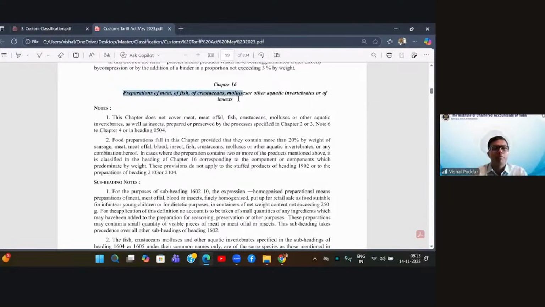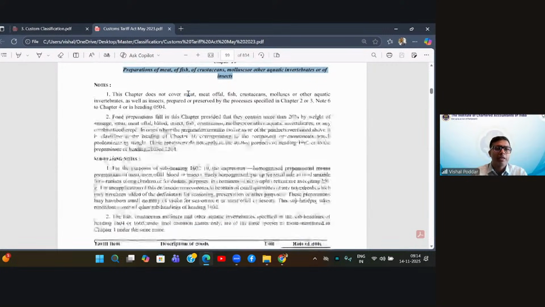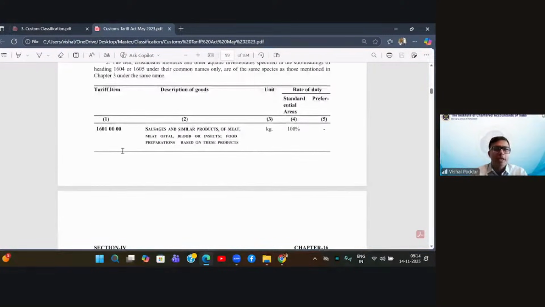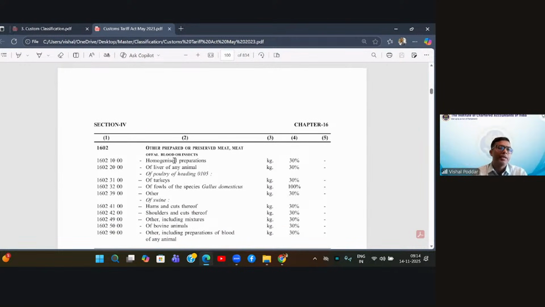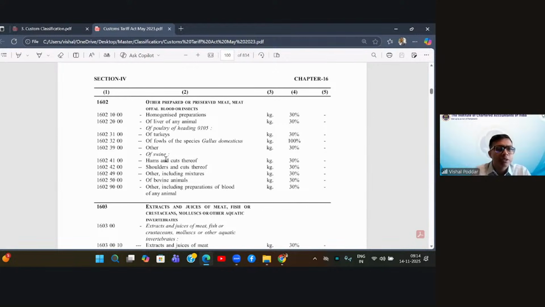Now, the name of this is called the title. Now every chapter, as you can see, will have a title, will have notes, and then within the description, again you have some headings. Now these are headings, and under each heading you will have subheadings. Now here comes this important point. You will see single dash, you will see double dash, and at times you will see triple dash.